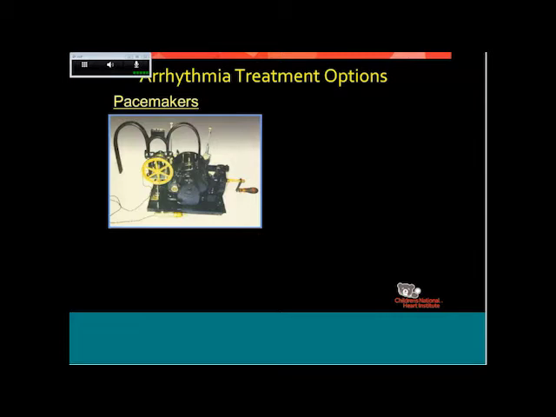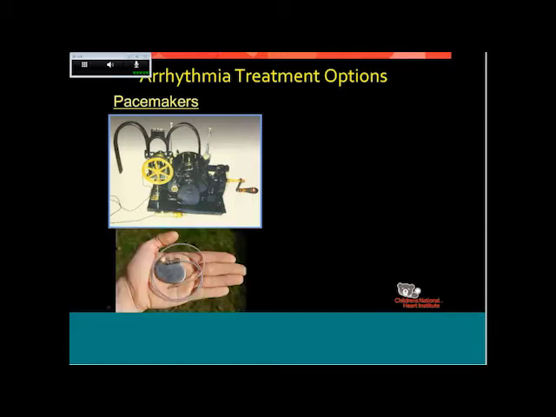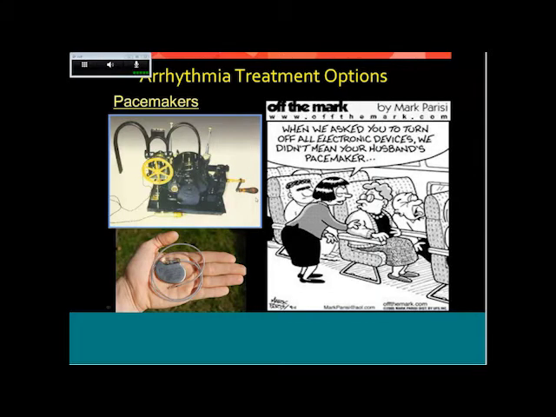Pacemakers have come a long way since this crank-handled one where you had to move the crank to keep the power going. Now they're quite small, and children as young as a year of age can get a transvenous pacemaker, and smaller than that, pacemakers through other approaches.